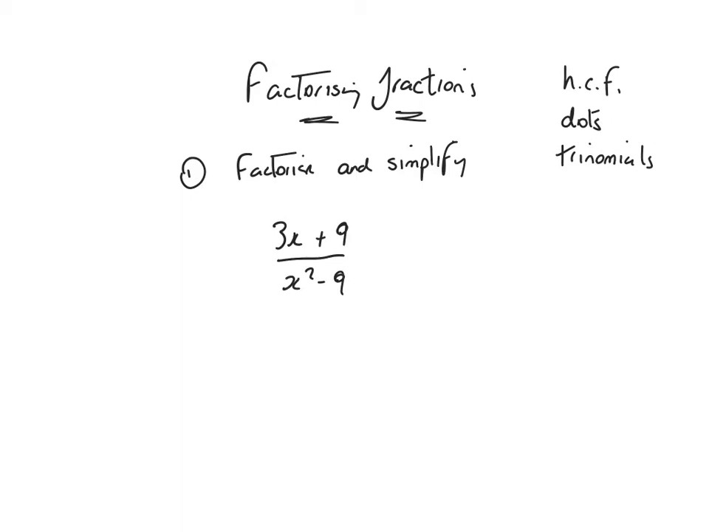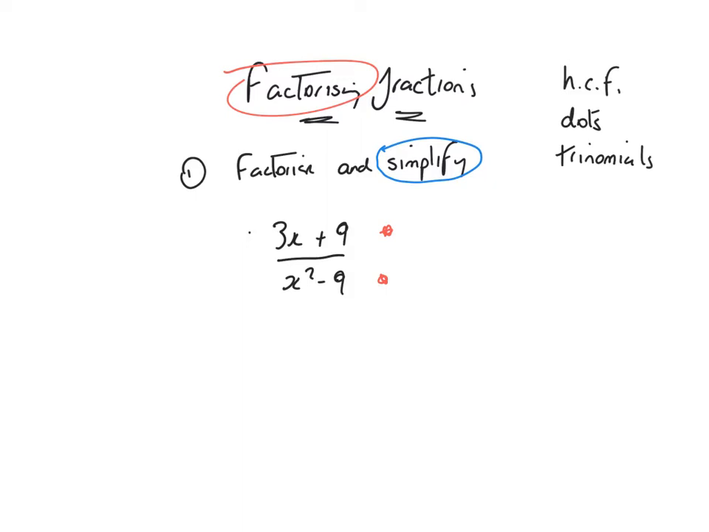Okay. Now, with these questions, they're called factorising fractions. So that's exactly what you do. You look to factorise the top expression and factorise the bottom expression, and then see if you can cancel anything out, which will then allow you to simplify what you've got.